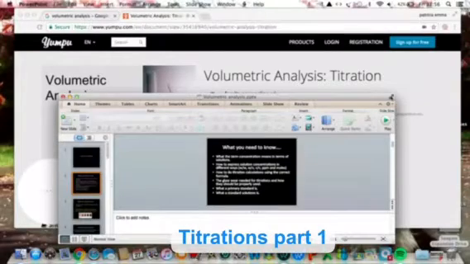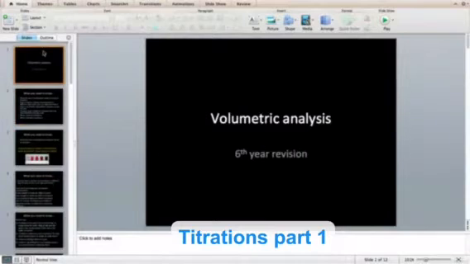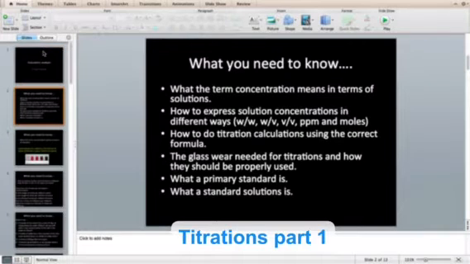So we're going to talk a little bit about titration now and the different types of titration that you need to be aware of in terms of acids and bases, okay? So obviously the topic's called volumetric analysis. Now the things you need to know here, girls: what the term concentration actually means, how to express solution concentration in different ways, so your weight per weight, these are the percentage values, weight per volume, volume per volume, parts per million, and moles. We've just done moles, so we're not going to focus too much on moles in this video. How to do titration calculations using the correct formula.